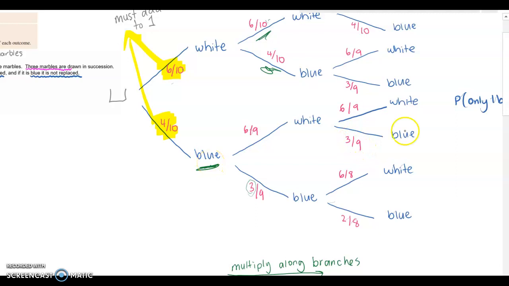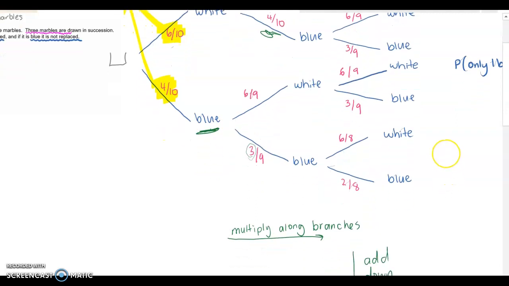out 2 steps earlier. Down on the bottom, this one's slightly different. This is looking at having drawn a blue and then another blue. And remember, this blue was not put back in. The second blue was not put back in. So we've gone down from 10 to 9 and now to 8. So just be careful here. We're looking at fractions out of 8.